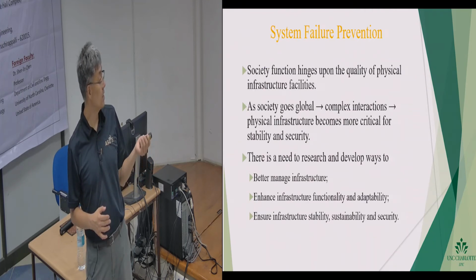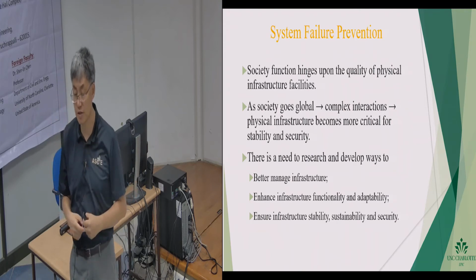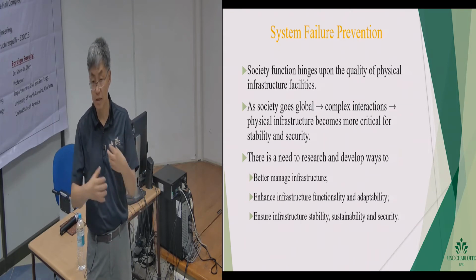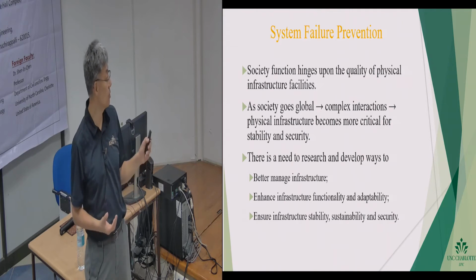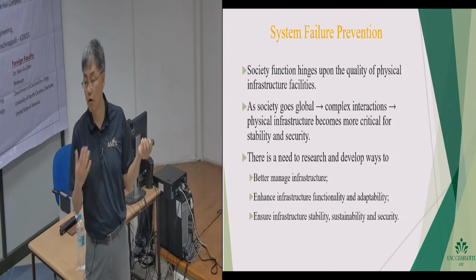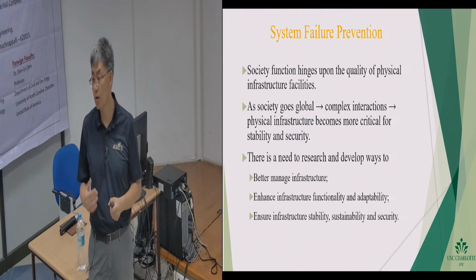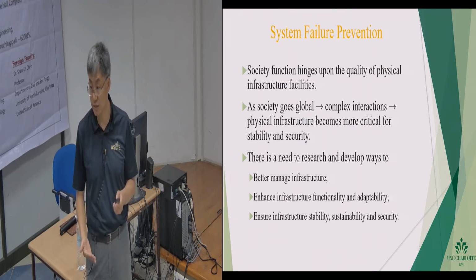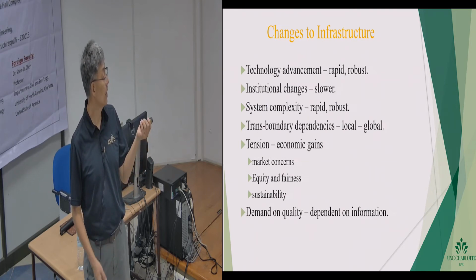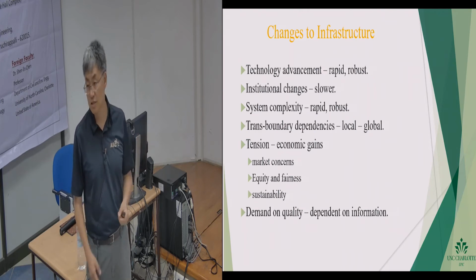And as I mentioned, system failure prevention is very important at the system level because society is becoming much more complicated today, and even the interaction among people becomes more complicated. So we need to be able to manage and enhance performance. Stability, sustainability, and security are all critical issues that we are dealing with today. These are some of the changes: technology advancement is rapid and robust, while institutional changes are a lot slower.